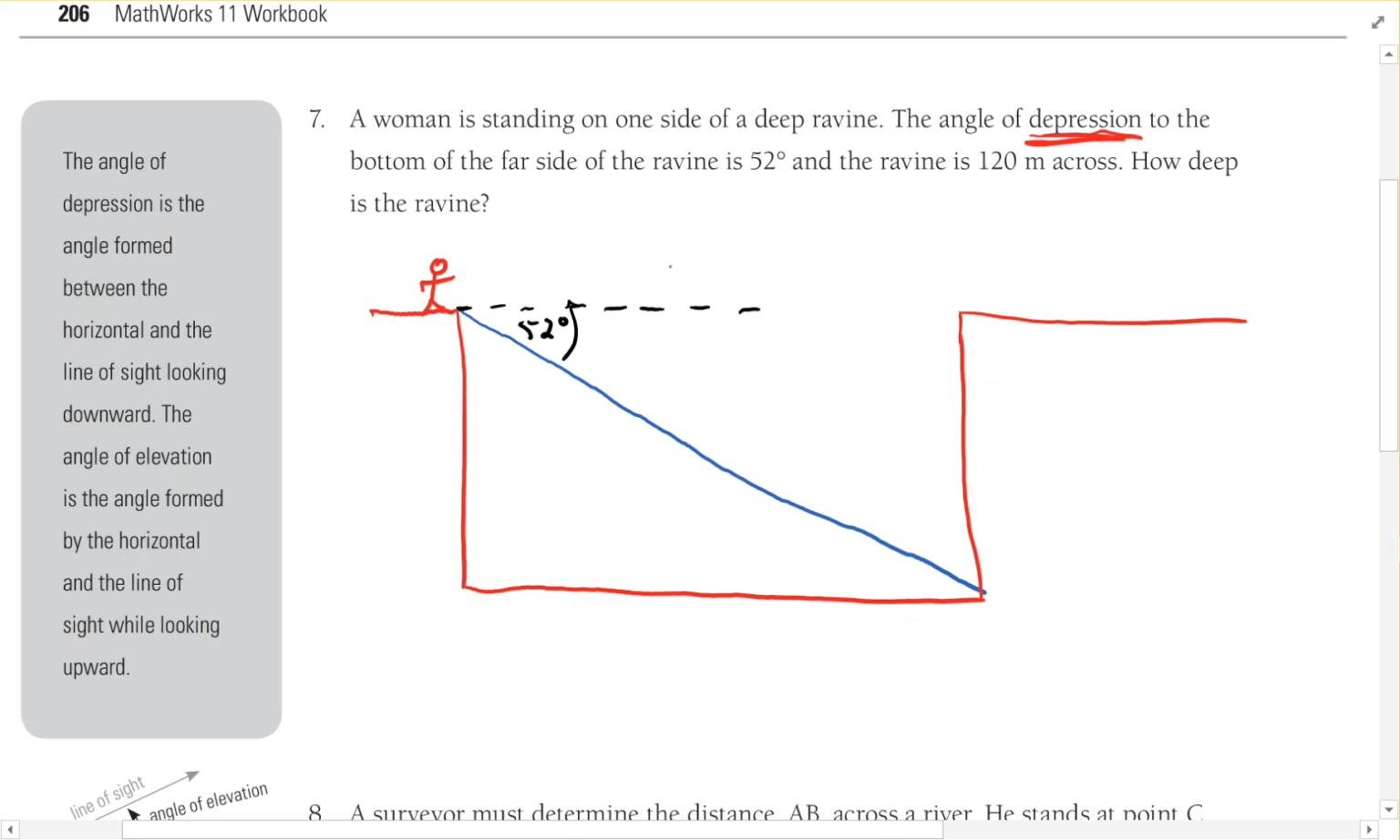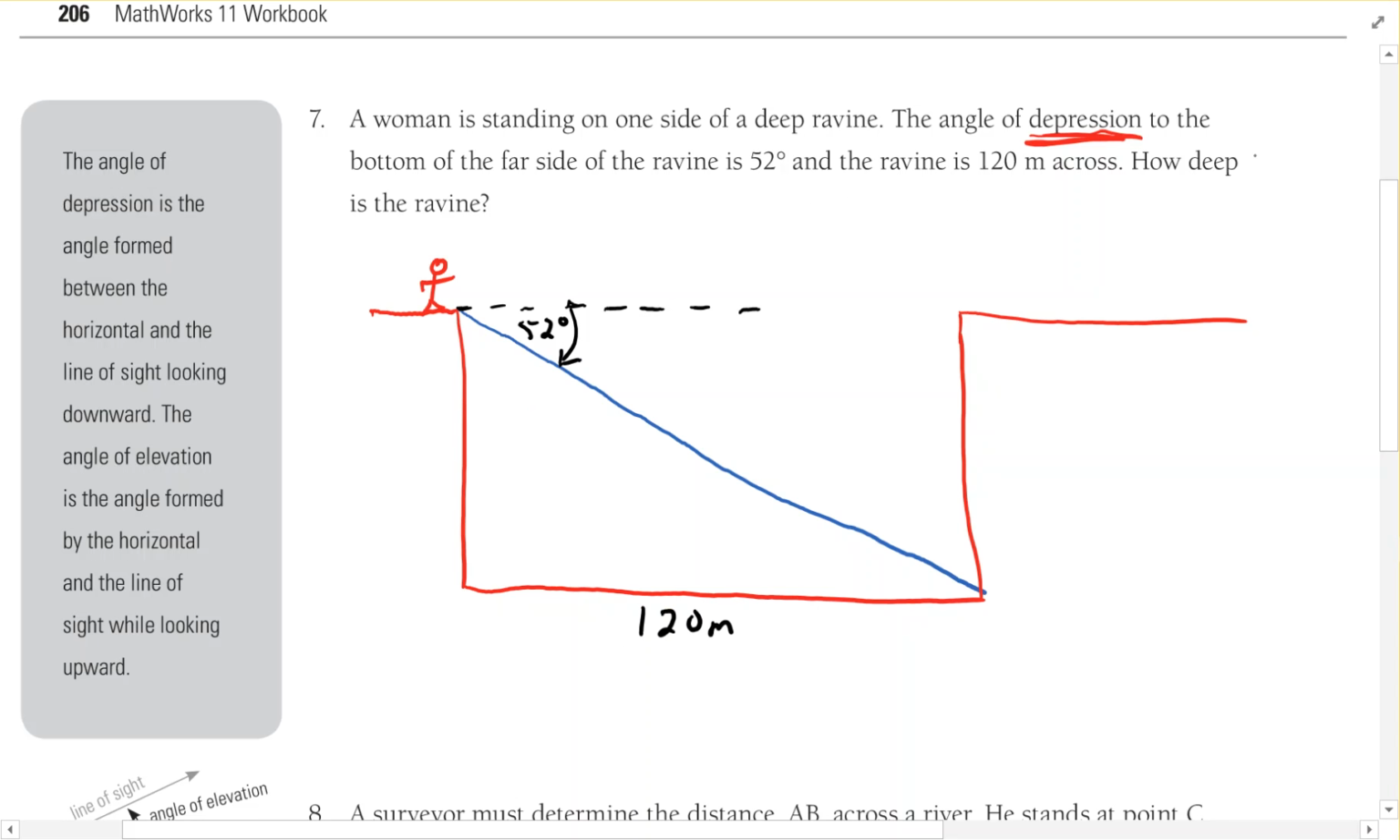If you think about depression, to depress something means to push down. So that's kind of what's happening right there. It's like you're pushing the angle down away from you. So the angle of depression is 52 degrees, and the ravine is 120 meters across. So we also know that this is 120 meters from there to there. Okay, how deep is the ravine?